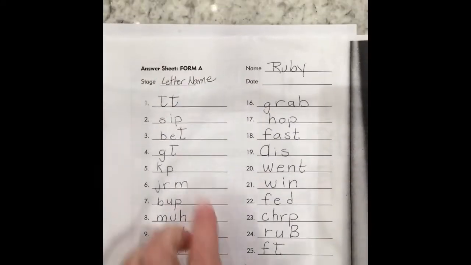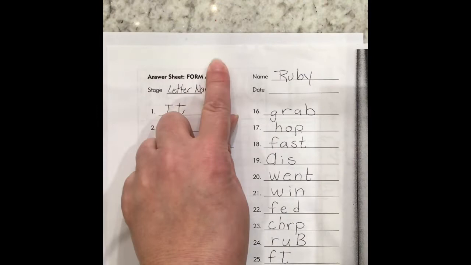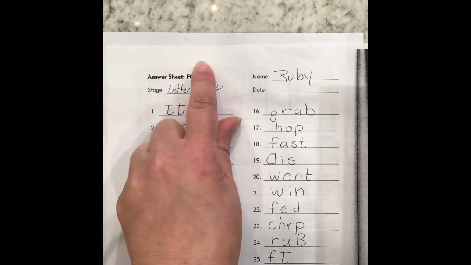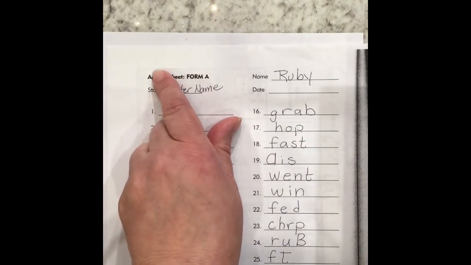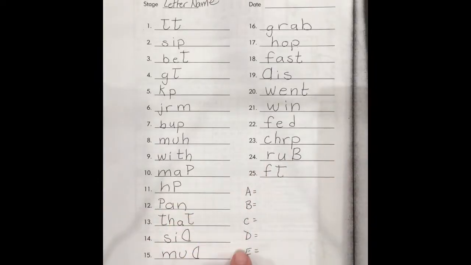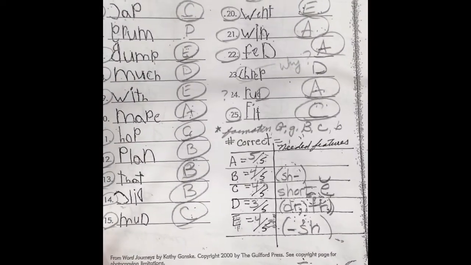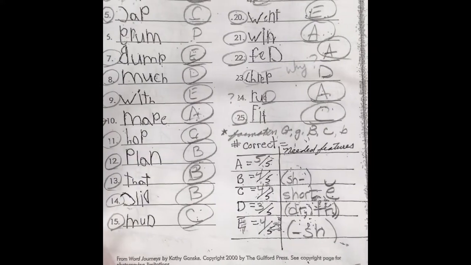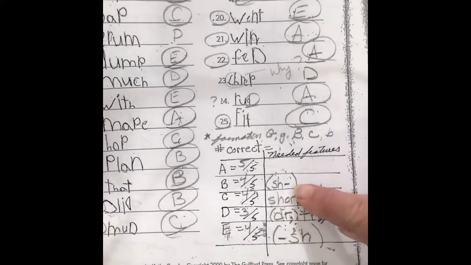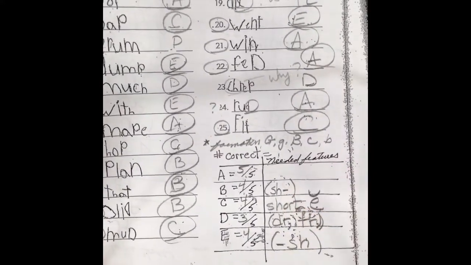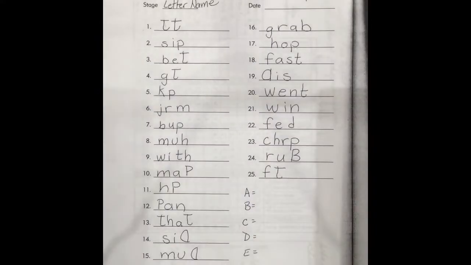When you're finished, you want to write right up here what the stage score is, so the number of words that she spelled correctly. And then down here, you're going to make one of those boxes like we did for Jake, and you're going to determine which features the child knows and write specifically which ones are on our list to teach. All right.